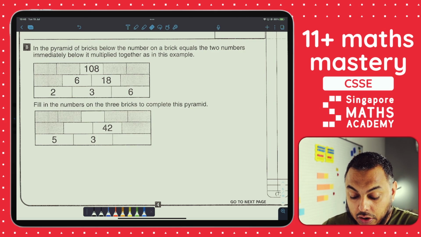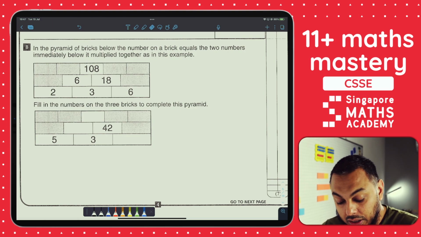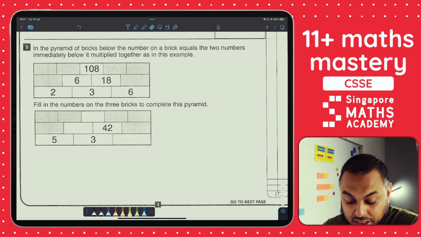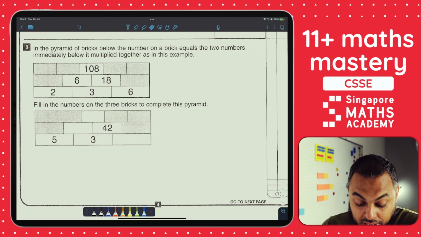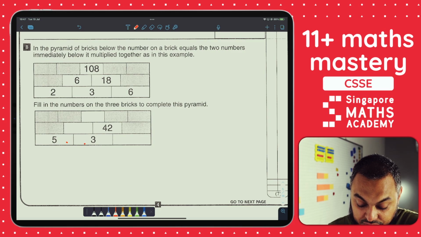Okay, in the pyramid of bricks, question 8, the number on a brick equals the two numbers immediately below it multiplied together. As an example, 6 times 18 is 108. 2 times 3 is 6. 3 times 6 is 18, for example. Fill in the numbers on the 3 bricks to complete the pyramid. So if it's multiplying, 5 times 3 is 15.